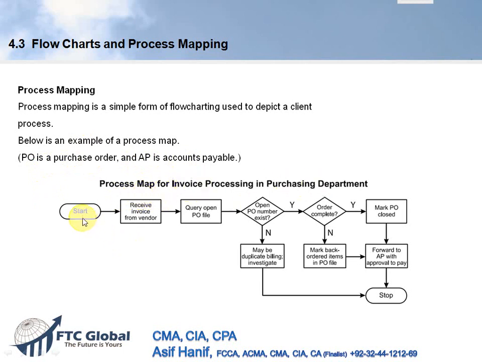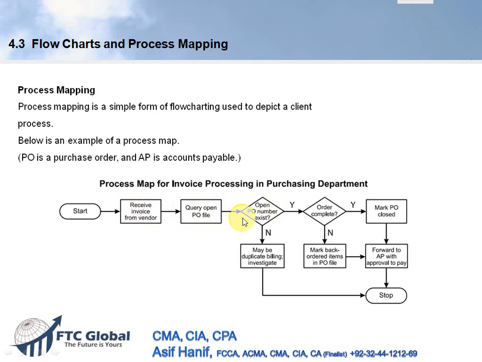Let's say it starts that we have received a vendor invoice and the vendor is asking for payment. Okay, we will pay the vendor. Let us see. We will compare that vendor invoice with any purchase order. If the PO is open, this is the decision symbol.